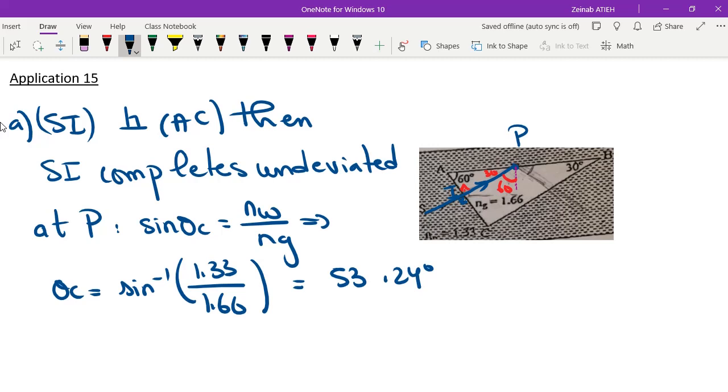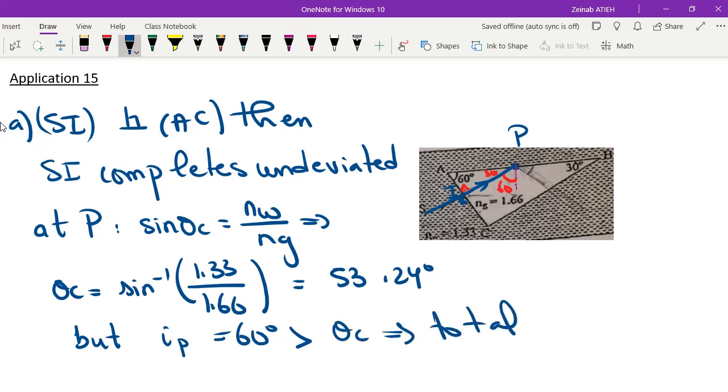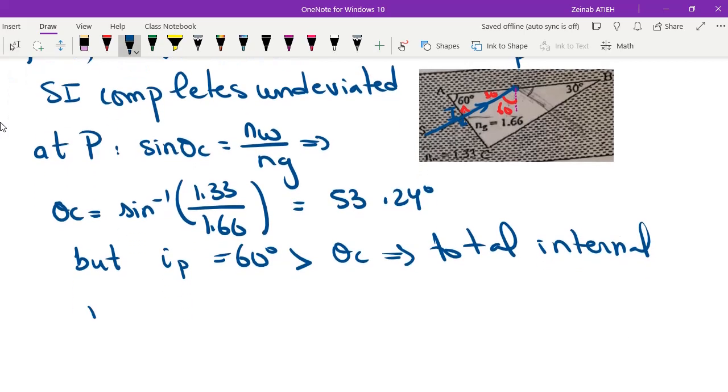So IP equals 60 degrees. It's greater than theta critical. So we have total internal reflection. Then we draw the ray. This angle here became 60 because in reflection it makes the same angle. It reaches here. Always when you have such examples, I prefer you use your protractor. It will make your work easier and you won't make mistakes in the answers.